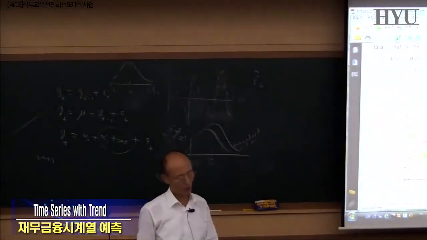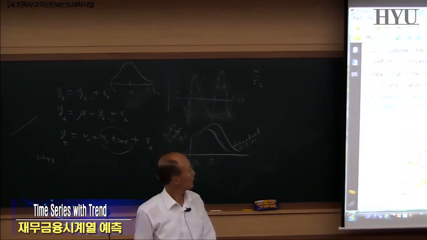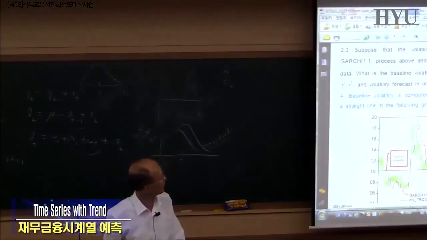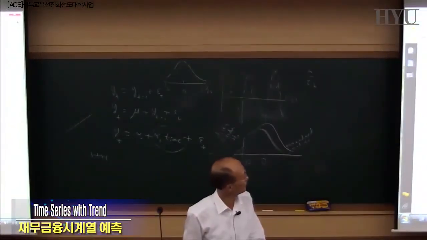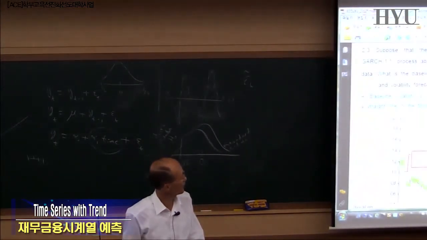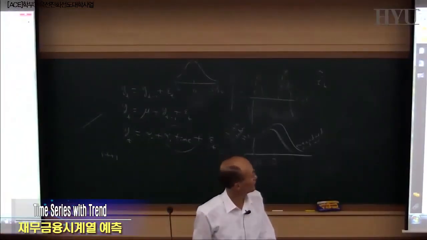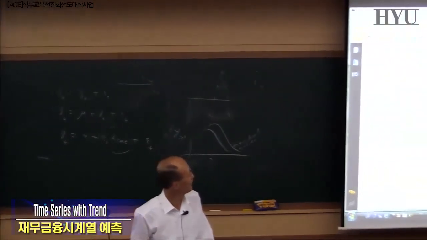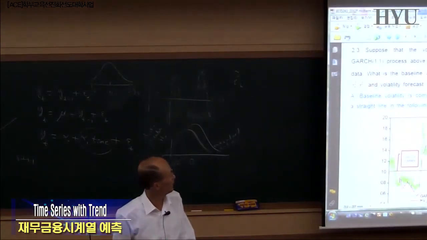Okay, GARCH(1,1), what was the question? Suppose monthly return volatility is modeled as a GARCH(1,1) process above, and we found that's indeed a reasonable description of the data. What is the baseline volatility of GARCH(1,1)? Illustrate conditional volatility or variance, sigma squared, and volatility forecast.